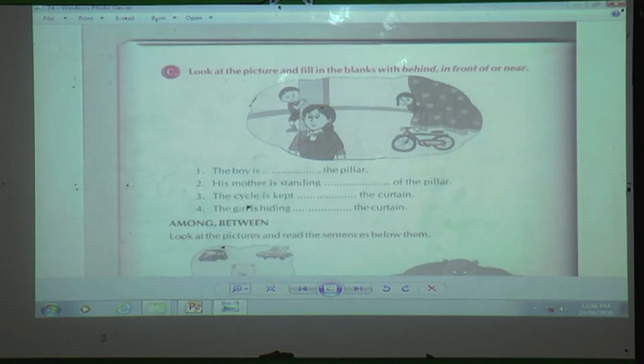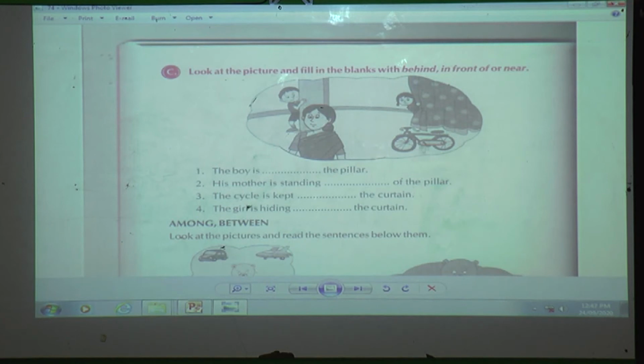Okay, can you see here one picture? Yes students, so we are on exercise 6. Exercise 6. Look at the picture and fill in the blanks with behind, in front of or near. Okay, you have to use the given prepositions only. What are they? Behind, in front of or near. Can you see here? Behind, in front of and near. Okay, now in this picture what can you see? There is one boy. Yes or no? Mother is there and one girl is there. You can see the curtain also. You can see a cycle also.